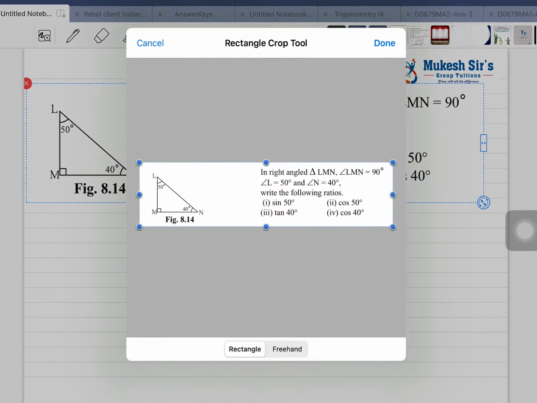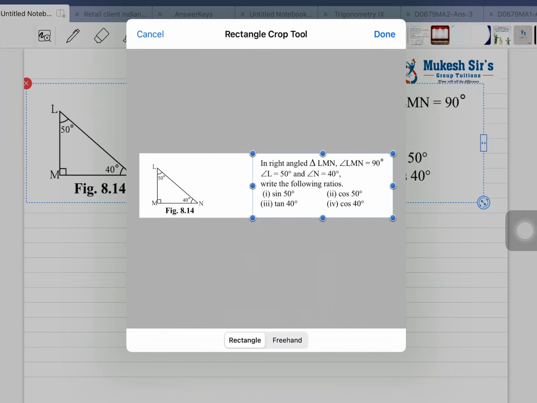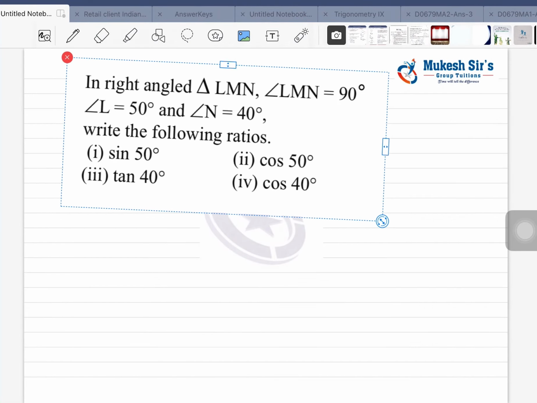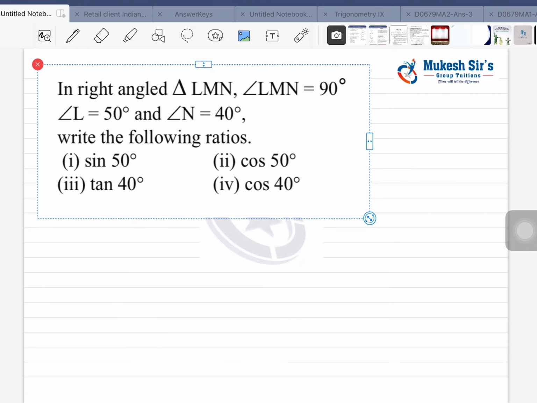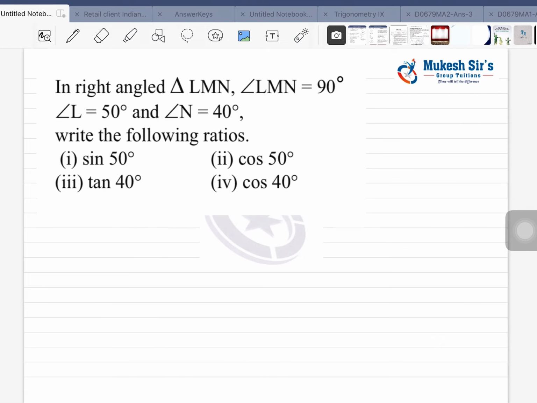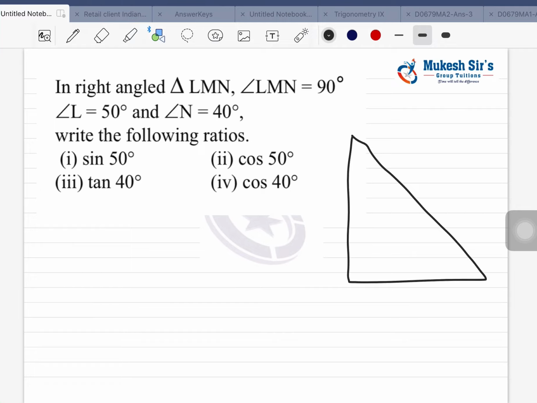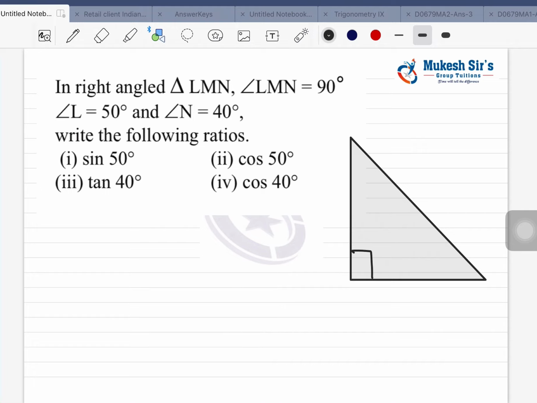So check this question. In a right angle triangle LMN, angle L is equal to 50 degrees, angle N is equal to 40 degrees. Write the following ratios. So you have a triangle LMN, and they have said angle L is equal to 50 degrees.